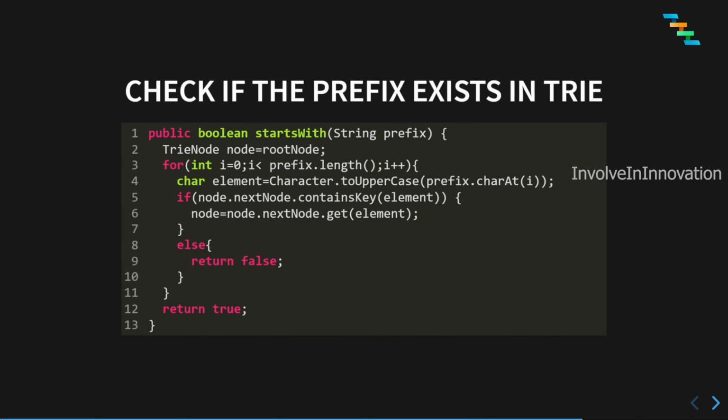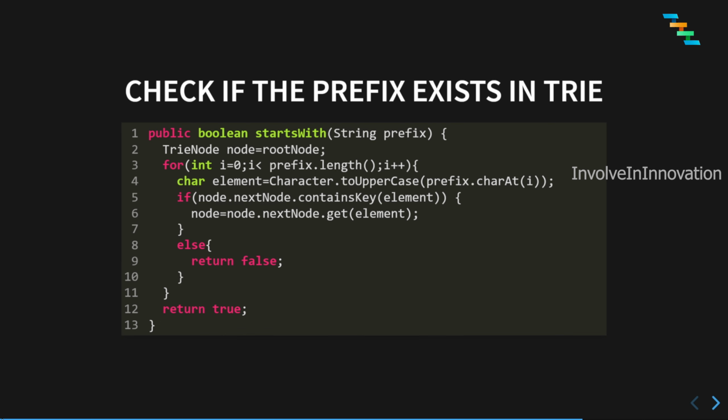Next we will do starts with. The starts with is similar to the word search, but in this case, instead of checking the node's is word end, if you are traversing and you are able to find all the characters from the root node to the nth node, then we can return true. If not, we can return false.